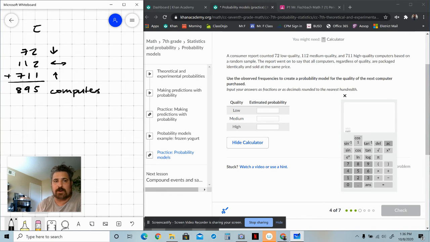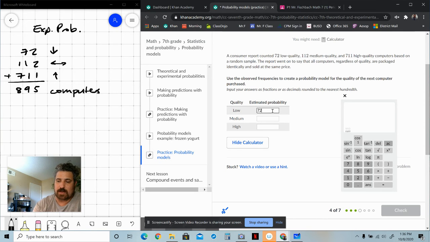Okay, this is experimental probability. So based off of those 895 observations, how many of the times was it low quality? 72 out of the 895. What was the chance of it being medium quality? 112 out of the 895. And what was the chance of it being high quality? 711 out of the 895. And this is the frequency that you have these different types of quality of builds based on the observations made during the experiment. That's it.